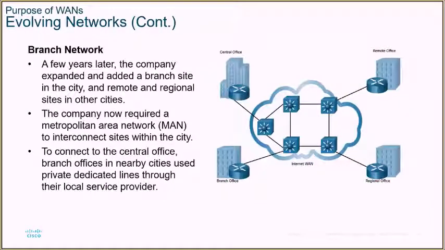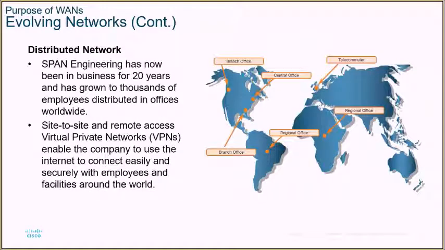Okay, we're growing again. We've got multiple branches. A few years later, the company expanded and added a branch site in the city and remote and regional sites in other cities. The company now required a metropolitan area network to interconnect the sites within the city. To connect to the central office, branch offices in nearby cities use private dedicated lines through their local service provider. And now it's gotten very, very big. After 20 years it has grown to thousands of employees distributed in offices worldwide, and site-to-site and remote access virtual private networks, or VPNs, enable the company to use the internet to connect easily and securely with employees and facilities around the world.